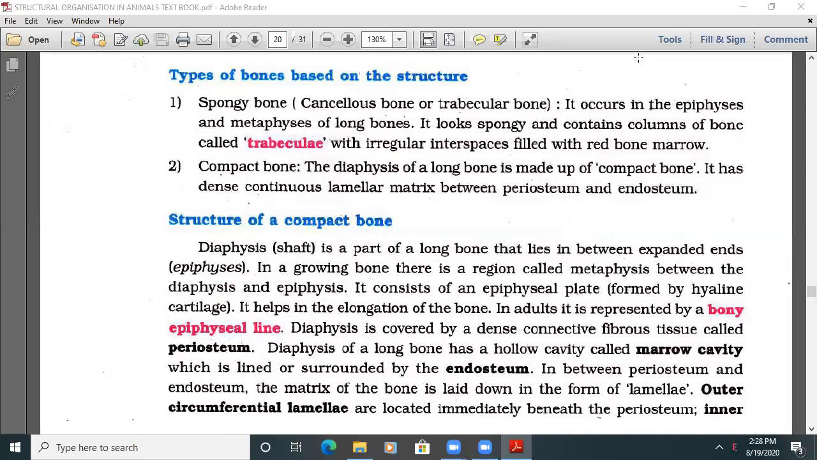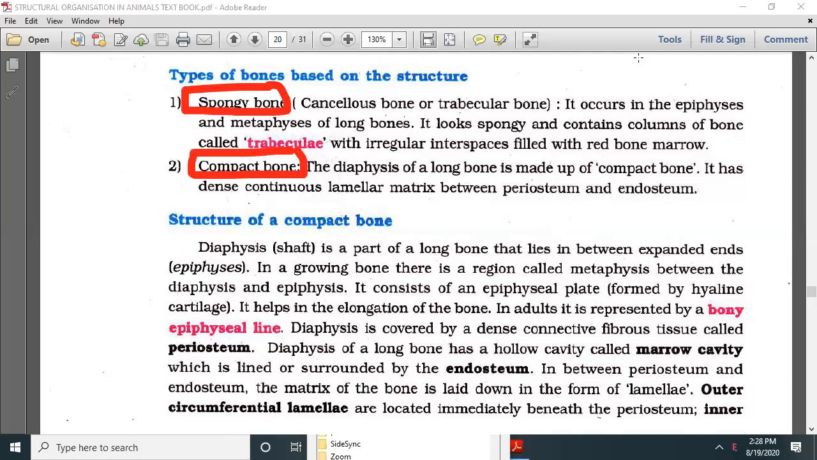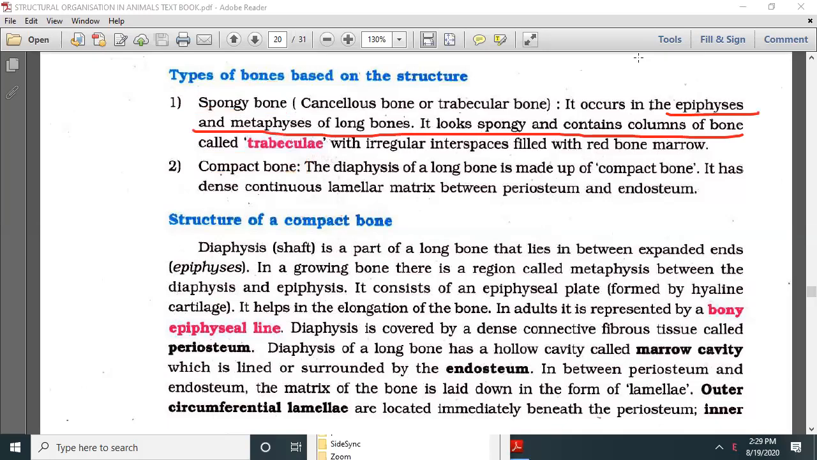We have two types of bones. What are they? Spongy bone and compact bone. Okay, so it will become meaningful to you now. The spongy bone occurs in the epiphysis and metaphysis of the long bones. It looks spongy and contains columns of bone called trabeculae with irregular interspaces filled with red bone marrow.